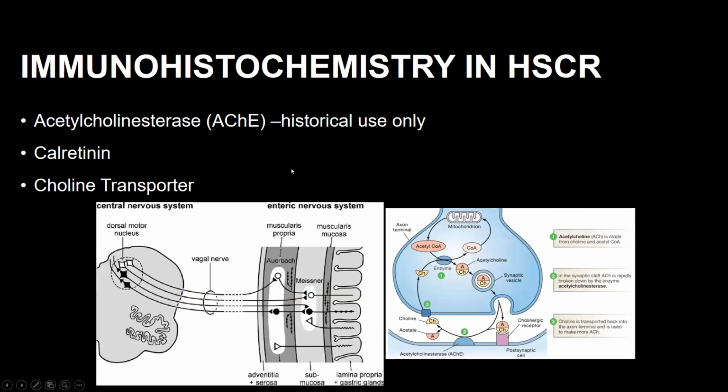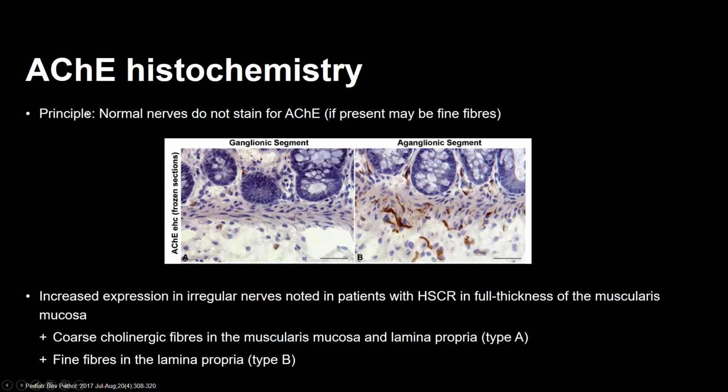And I wanted to touch a little bit on the histochemistry and immunohistochemistry in Hirschsprung. The three main stains that one can use are acetylcholinesterase, which I would say is historical use only. I used it only in fellowship, and I don't think I've seen any other places that use it. Then calretinin and choline transporter. With acetylcholinesterase, you can see it here: if you have a ganglionic segment, there's no staining.